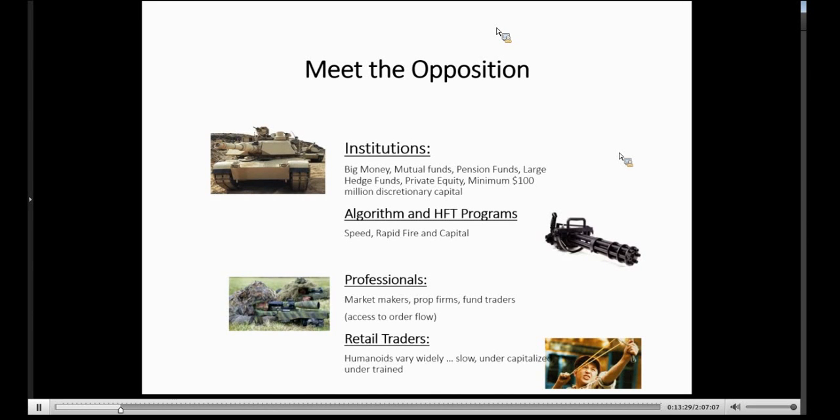The professionals are the market makers, the specialists. They're like snipers because they have order flow information. They are privy to order flow, and they're supposedly looking out for their clients and filling orders, so they have that advantage. And then everyone below that are the retail traders, and they vary. Slow, undercapitalized, undertrained. Their weapons are anywhere from spoons, knives, forks, swords, hammers. Let your imagination run wild. But those are the retail traders.